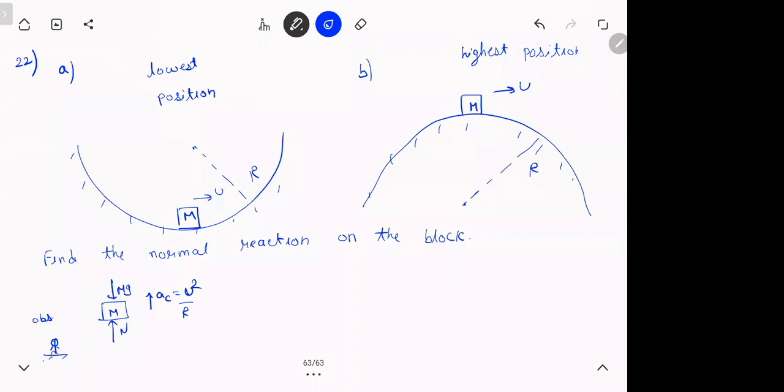If you use centripetal acceleration, the observer is on the ground. Then Newton's second law, N minus mg is mac. We get normal reaction is mg plus mu square by r. Similarly, here if you draw the FBD, N, mg, since you're going in a circle, acceleration is towards the center.